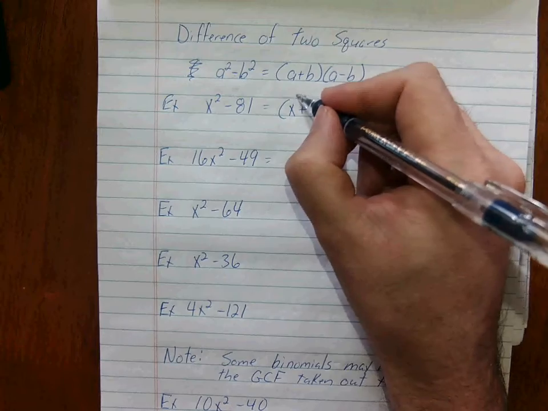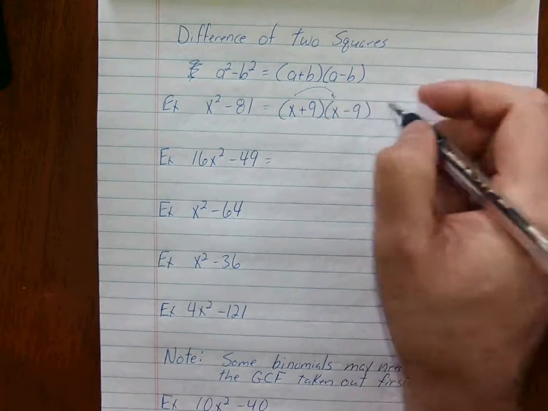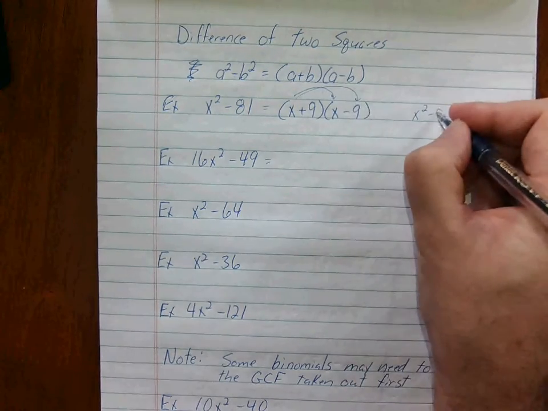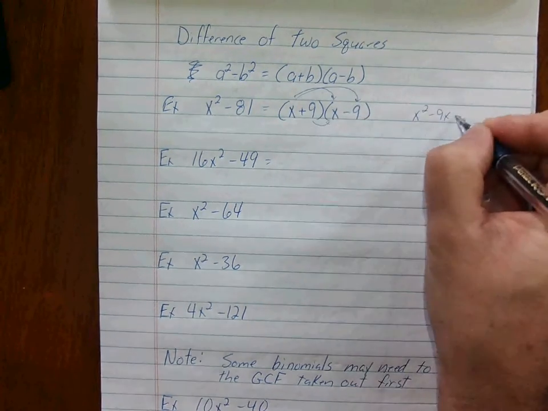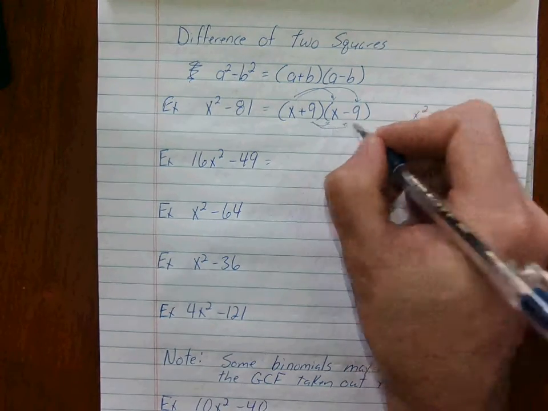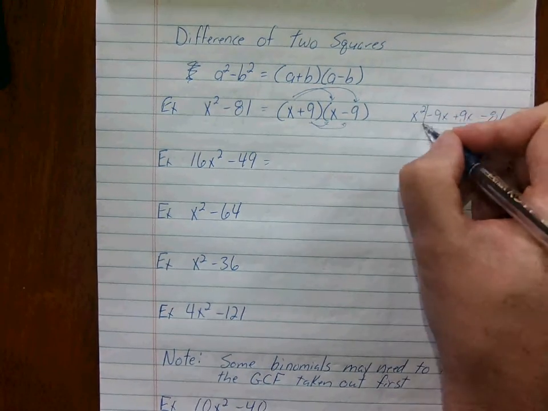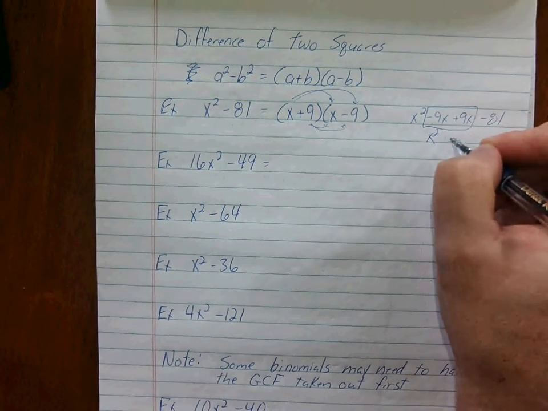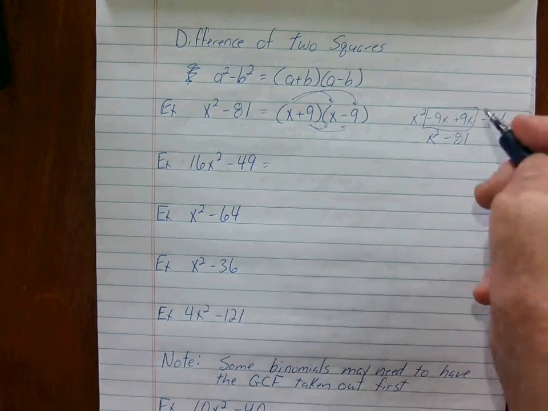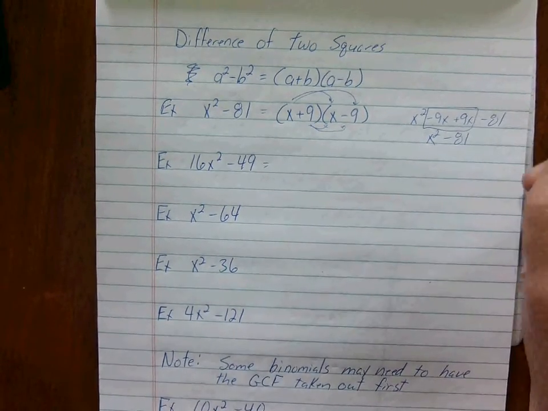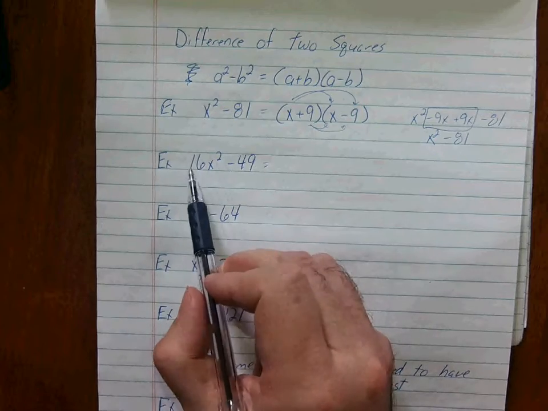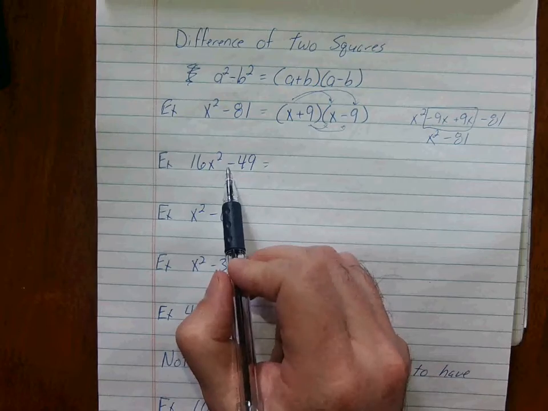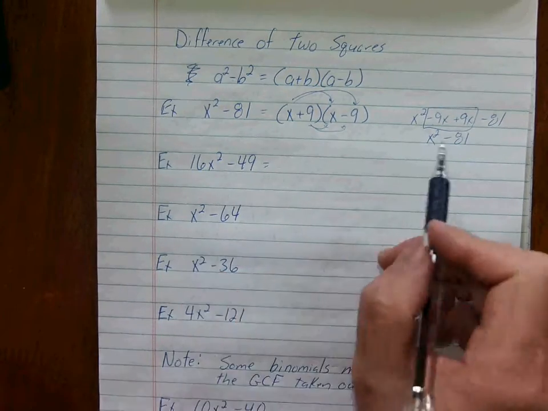If you would distribute this out to do a check, that would give you x squared. That would give you a negative 9x. That would give you a positive 9x. This would give you a negative 81, and you should see right here in the middle that those would cancel each other out, which is why you don't have a middle term in these type of problems. So recognize that your first number is a perfect square and your second one's a perfect square, and you have to have a minus. If there's a plus here, it doesn't work because you're not going to eliminate your middle term.